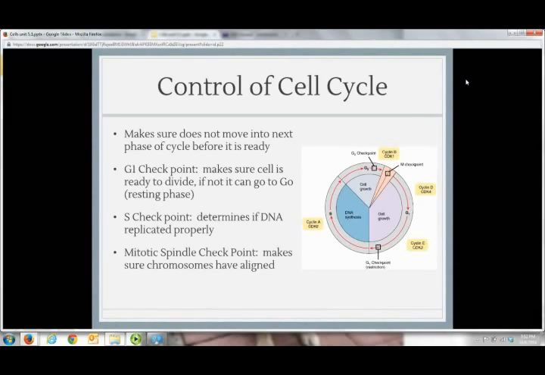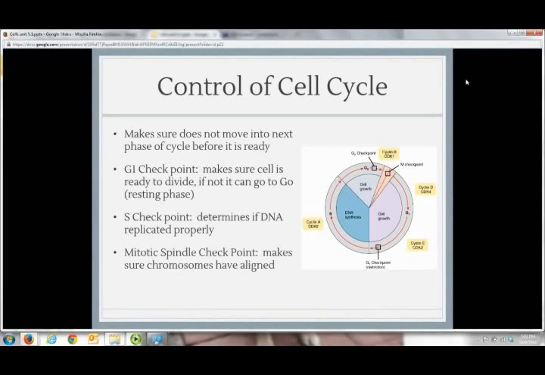As we go through this cycle, we want to have some control over this cycle to make sure the cell does not move on to the next phase of the cycle before it is ready. So in order for this to happen, we have some checkpoints. We have a G1 checkpoint that's going to make sure the cell is ready to divide. If cells are not able to pass the G1 checkpoint, oftentimes they will go into what we call a G0, or a resting phase, which will be a non-dividing phase.